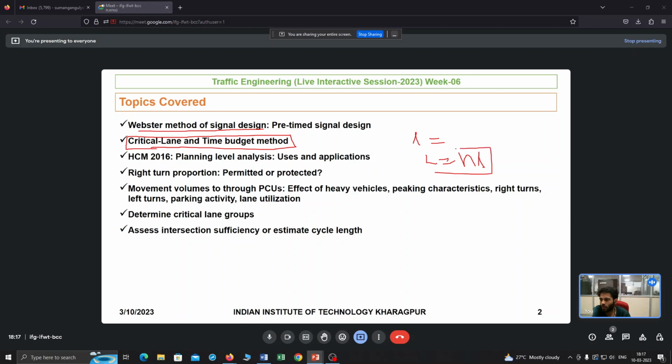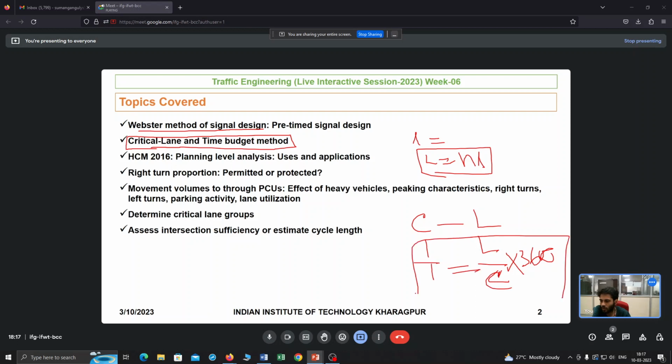Once we know the total lost time, then for a cycle of length C the lost time is L. If the cycle length is 1, then the lost time is L by C, and if the cycle length is 3600, then this is your total lost time in an hour, because C involves all the time, not just the green time.